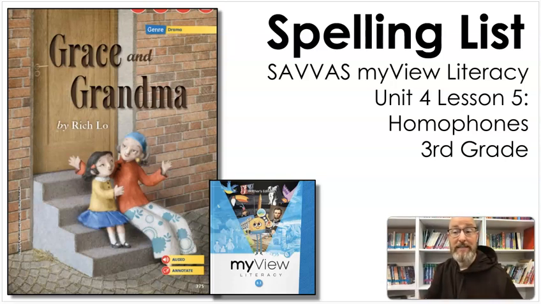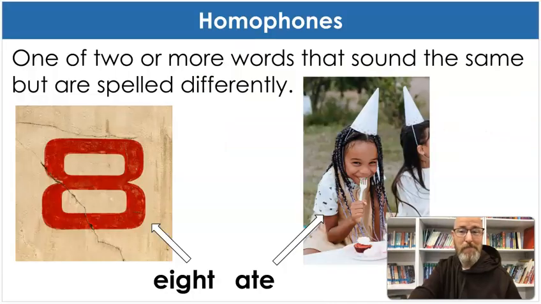We are in SAVVAS MyView Literacy Unit 4, Lesson 5 for 3rd grade. Our lesson this week is on homophones. And I know what you're thinking. Didn't we just do that last week? Actually, we didn't. But first, let me tell you what a homophone is, and then we'll talk about what we did last week too. This week we're doing homophones.